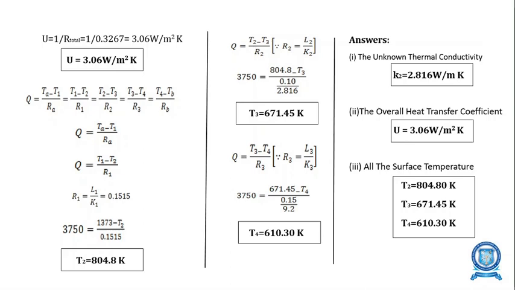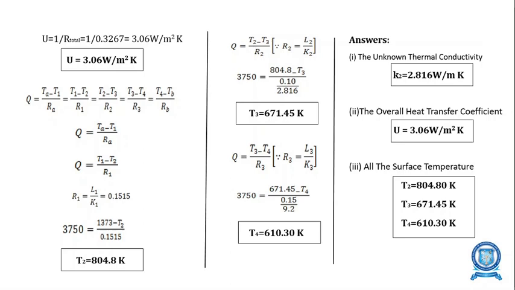Then take the next set of values. Q is equal to T2 minus T3 divided by R2. Here we are going to find the value of R2. R2 is equal to L2, that is the thickness of layer 2, divided by the thermal conductivity of layer 2, because R2 will be the resistance offered by layer 2. By finding this you can find the value of R2, and the T2 value we found in the previous step, 804.8, minus T3, which is unknown here. Remaining all those values are known. By solving this you will get the value of T3 equal to 671.45 Kelvin.